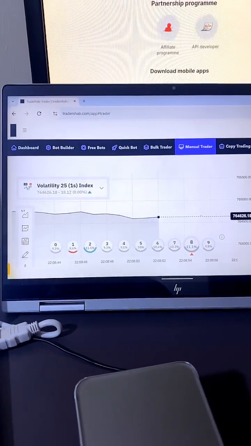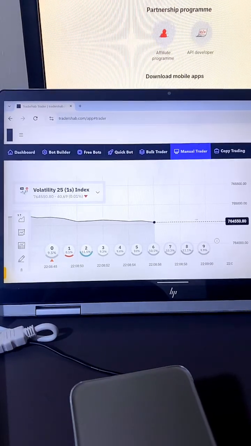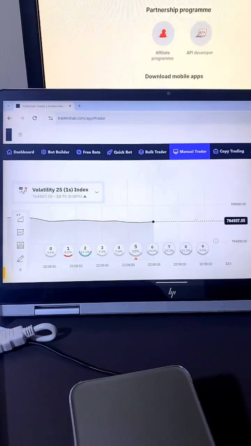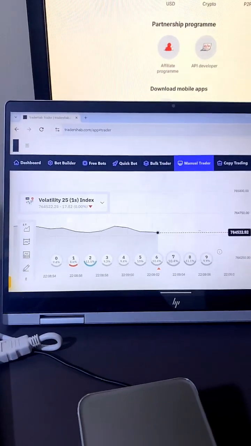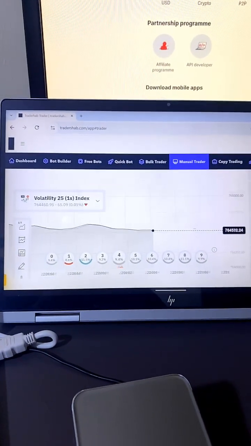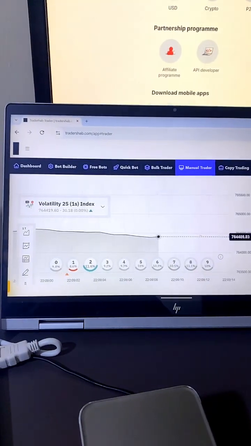Can I use the ascending and the descending order strategy to trade overs and unders using a bot? The answer is yes. You can definitely use the ascending and the descending order strategy to trade overs and unders using a bot. And these are the steps.